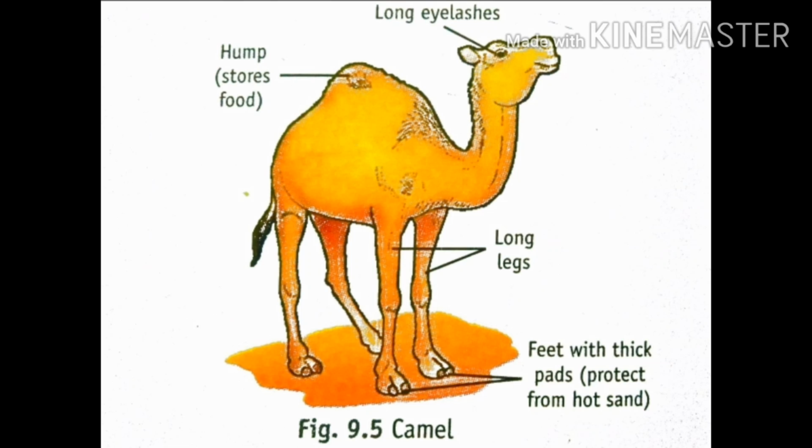Camel excretes a small amount of urine. Its feet have thick pads which protect it from the hot desert sand. It has long eyelashes which do not allow flying sand to reach its eyes in a sandstorm. It can close its nostrils so that sand does not enter the respiratory system during a sandstorm.